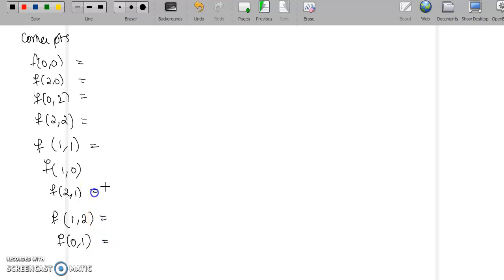So we need to find all these values. Our function was x square minus 3y square minus 2x plus 6y. So f of 0, 0 is 0. F of 2, 0 also comes to 0.